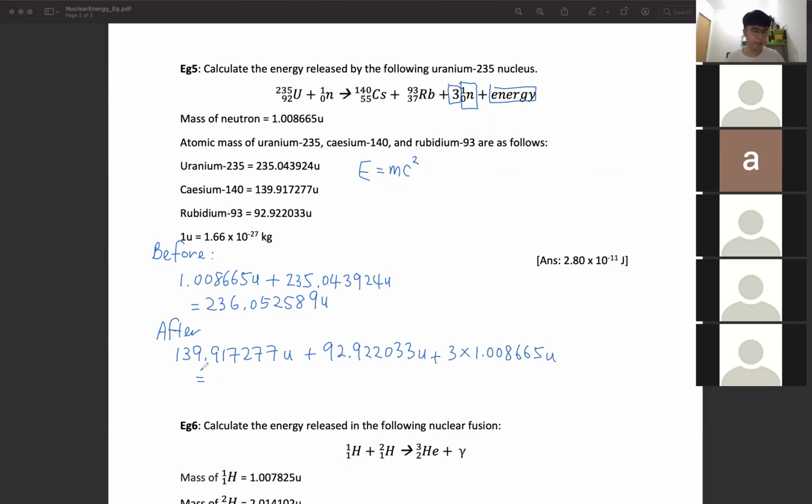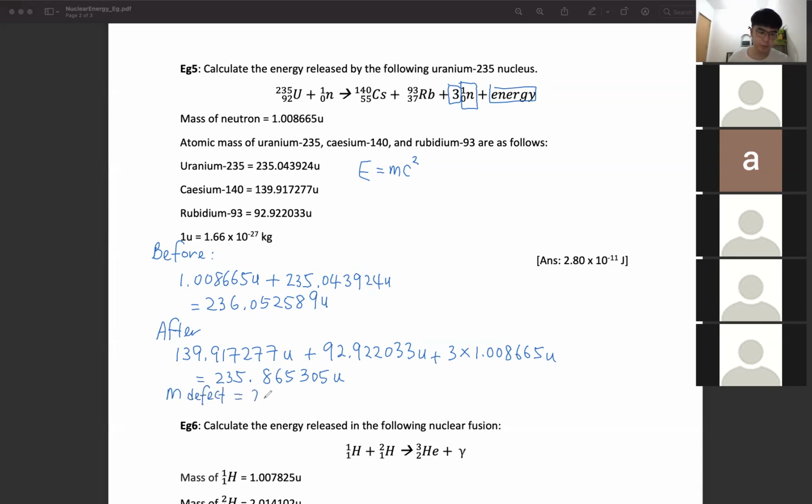Okay, so we calculate this. The product, we get the total is 235.865305 U. Okay, so after is always smaller than before. So for the mass defect, we minus it: this one minus this one.